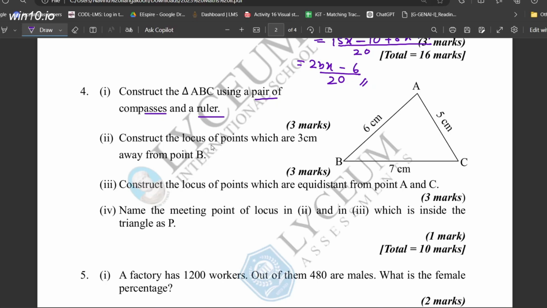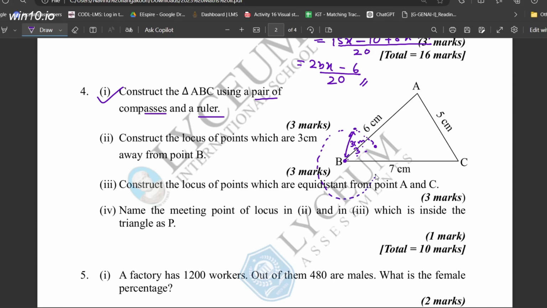Then after that, we did this part. Construct the locus of points which are 3 centimeters away from B. So this is B. We have to construct a locus of points that are 3 centimeters away from B. Let's say this is 3 centimeters. This is 3 centimeters. Okay. So anywhere can be a point which is 3 centimeters away. Anywhere can be those kind of points.